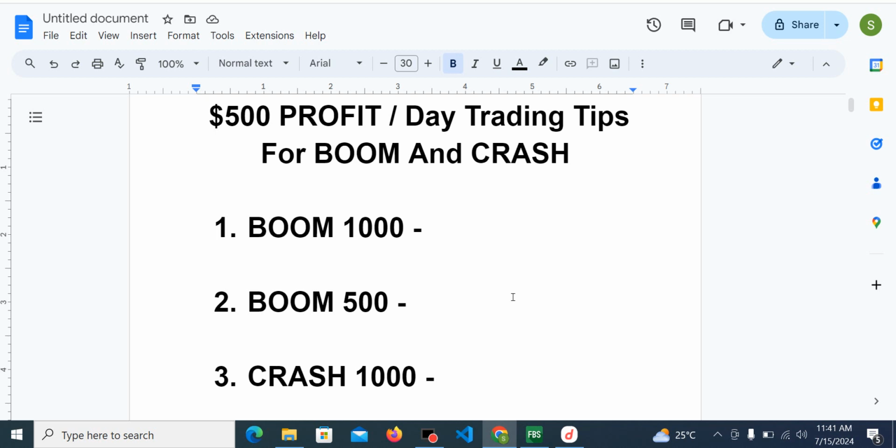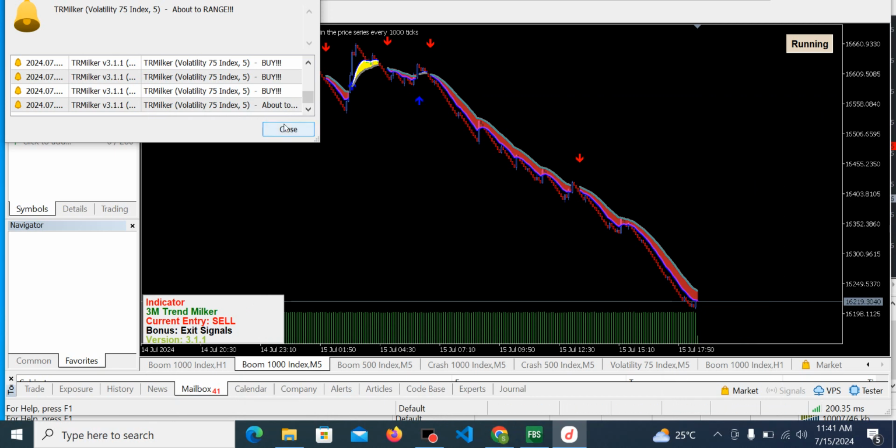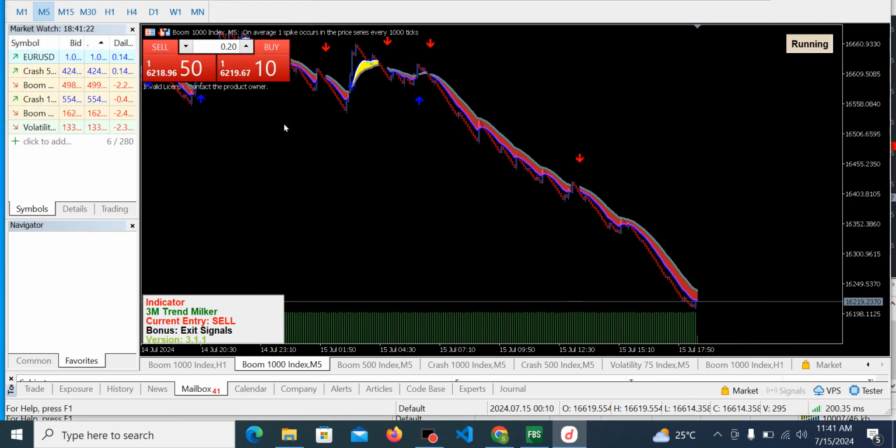As for the $500 profit per day, it all depends on your trading capital. The more your trading capital, the easier it is for you to achieve it. You can always grow from a small trading capital into a very big one. So quickly let's go straight into what we have right here, starting with boom 1000.